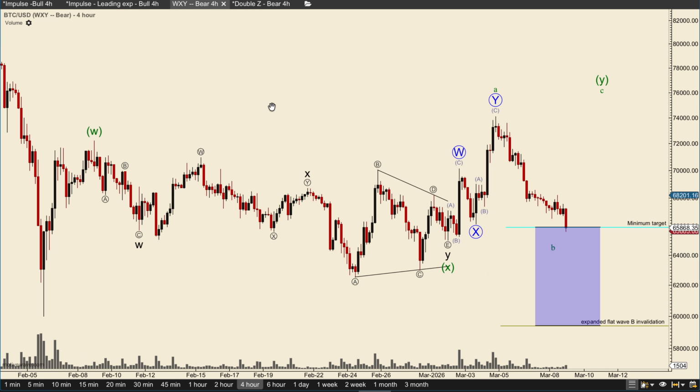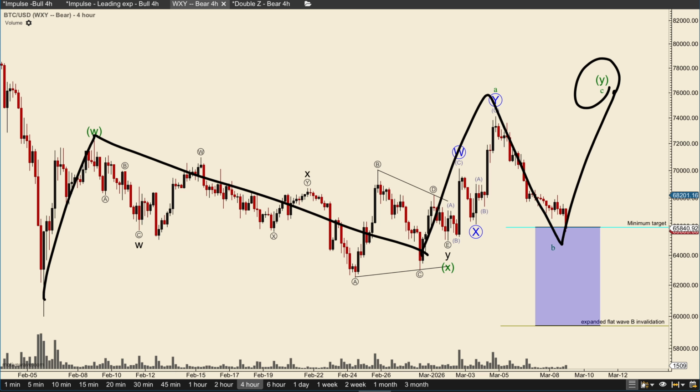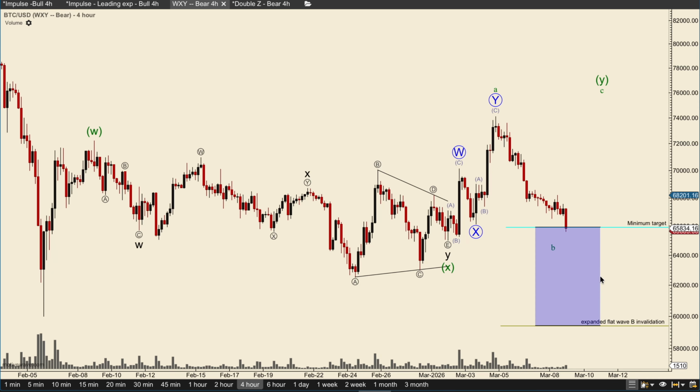And then we have the WXY, ABC, so WXABC in a wave Y. And then we are moving down. So here the directional bias is also down, but here we need to hit this minimum target for a regular flat, which we did, but a regular flat is more uncommon than an expanded flat.